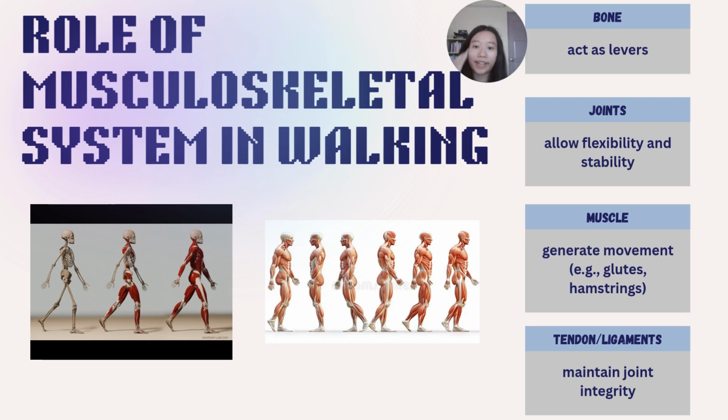So lastly is tendons and ligaments. Tendons connect muscle to bone and ligaments connect bone to bone. So for example, the knee ligament will keep the knee from moving in a wrong way, especially during turns or during walking. Thank you. That's all for my part.